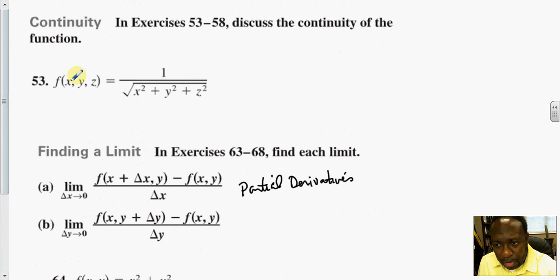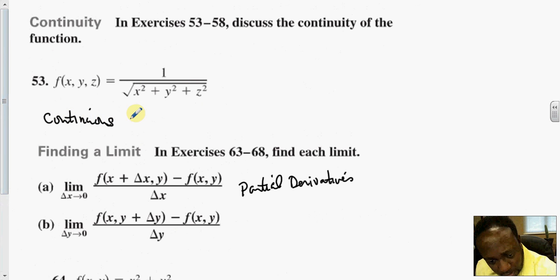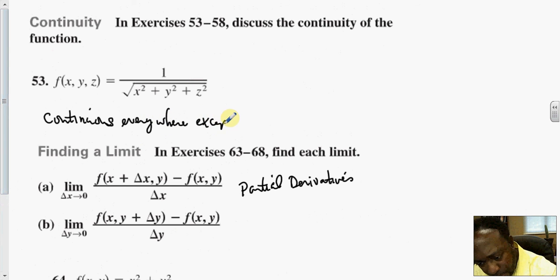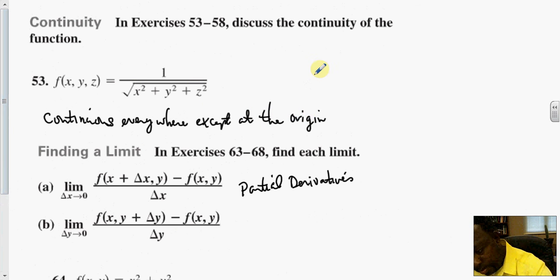So here, this function you could say is continuous everywhere except at the origin, or you could say it is discontinuous at the origin. I'll just say the first one. So it's continuous everywhere except at the origin 0, 0, 0.